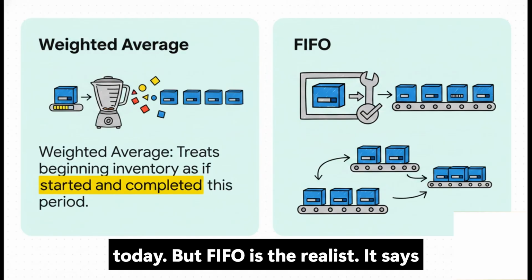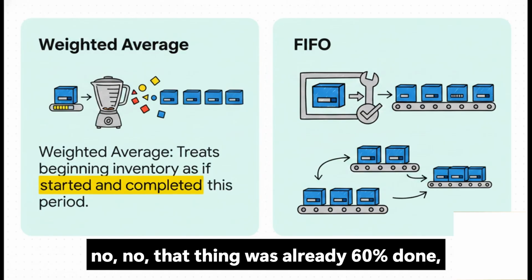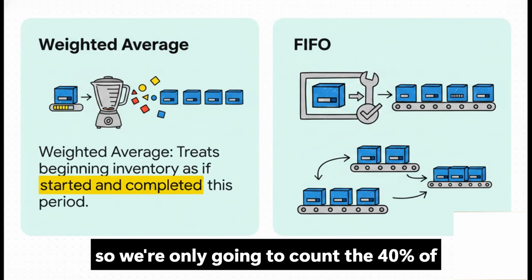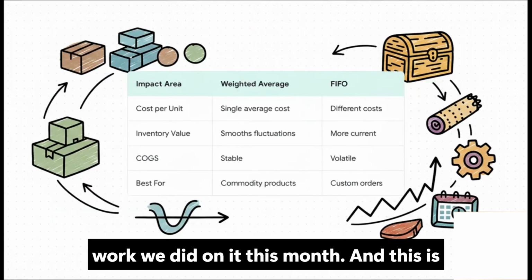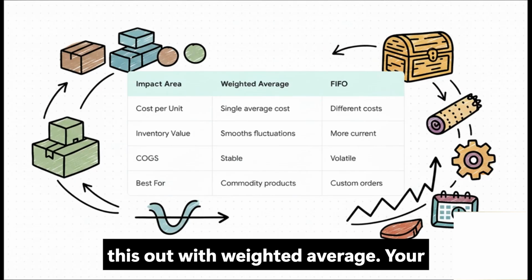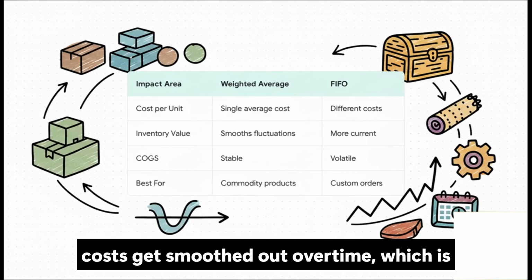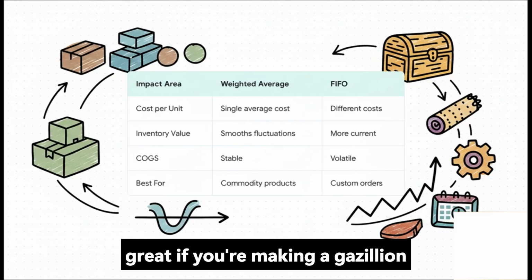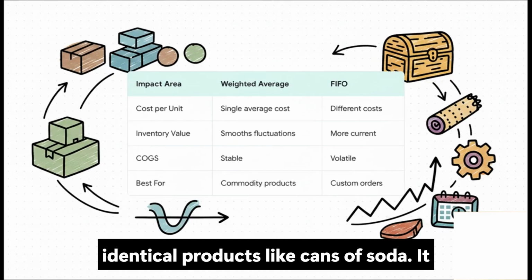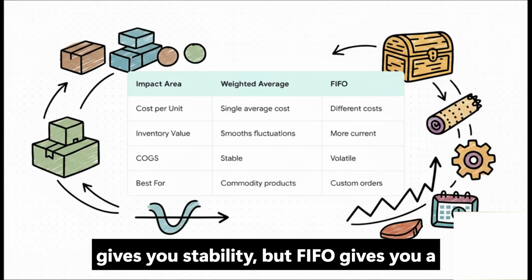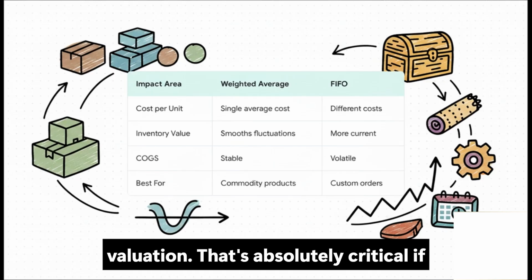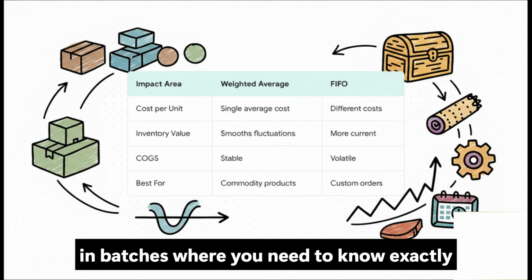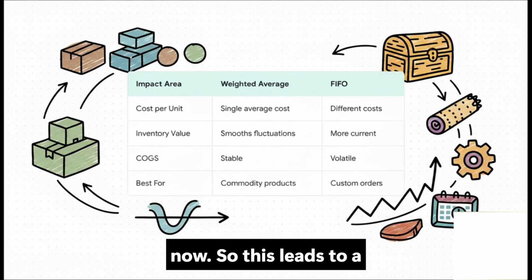But FIFO is the realist. It says, no, that thing was already 60% done, so we're only going to count the 40% of work we did on it this month. And this is where the rubber meets the road. Check this out. With weighted average, your costs get smoothed out over time, which is great if you're making a gazillion identical products, like cans of soda. It gives you stability. But FIFO gives you a much more up-to-the-minute current valuation. That's absolutely critical if you're doing custom jobs or making things in batches, where you need to know exactly what this specific run cost you right now.